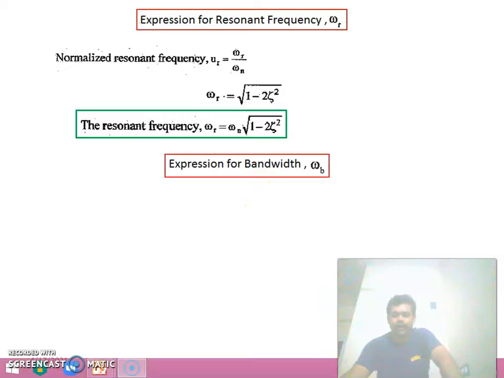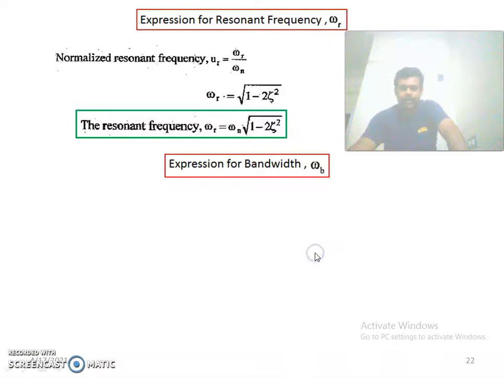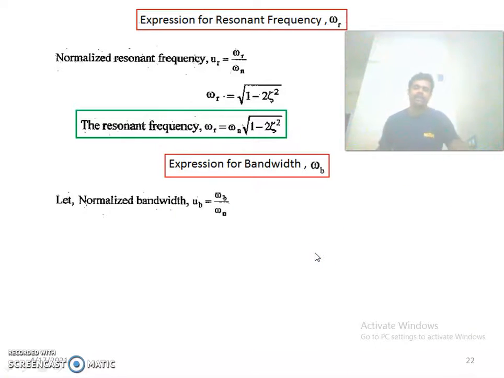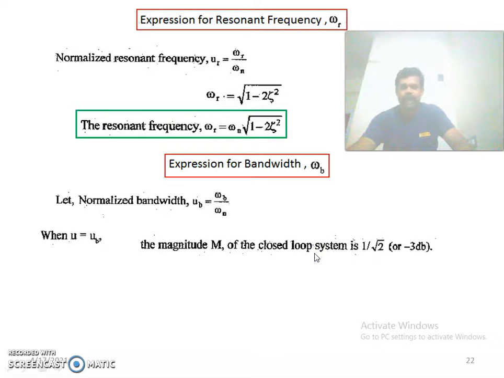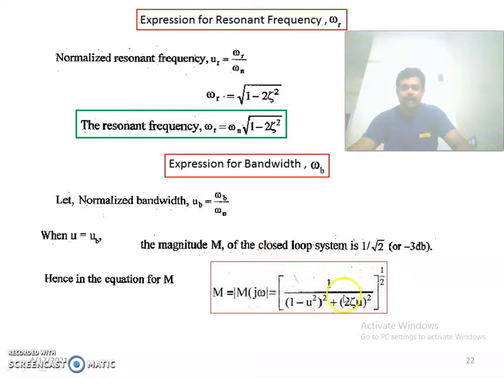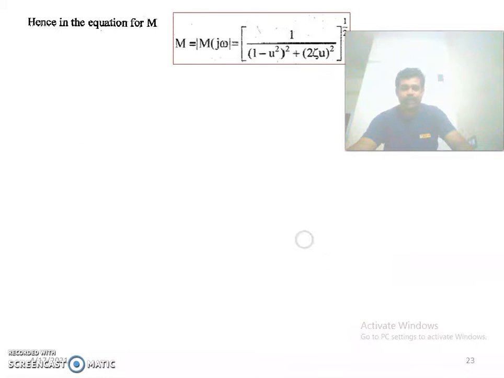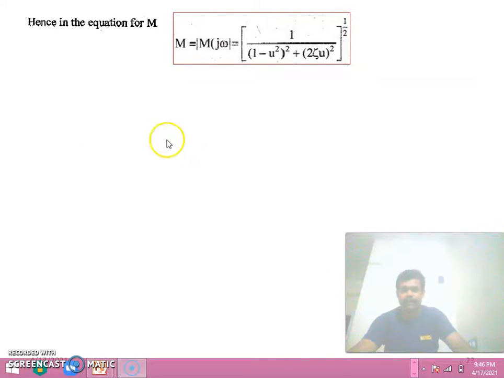Now we are going to find the expression for bandwidth. So the normalized bandwidth ub is equal to omega b divided by omega n. So when u is equal to ub, the magnitude of the closed loop transfer function is 1 by root 2 or minus 3 dB. Hence we are equating the magnitude to 1 by root 2. We will be getting the expression for the bandwidth.